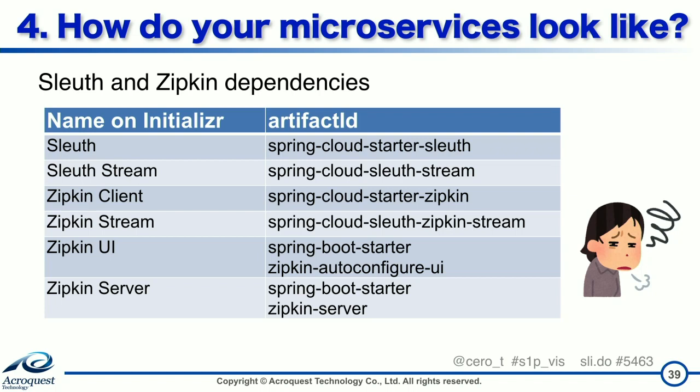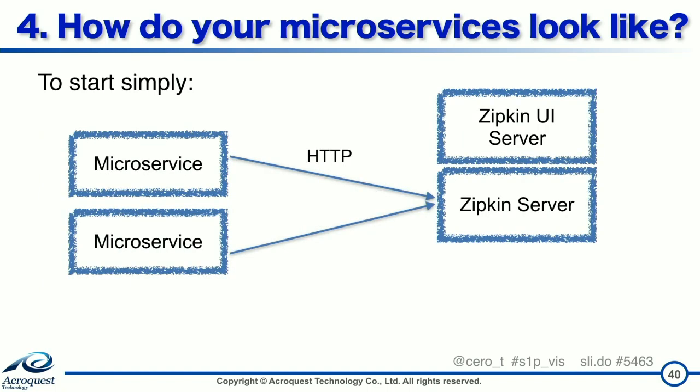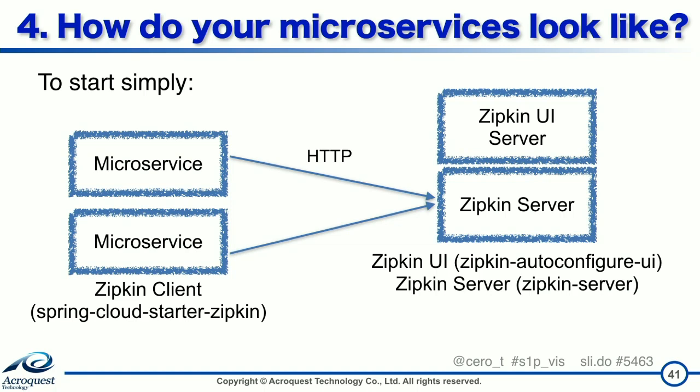It's hard to understand them, so I will explain them from the use case. To start simply, you have several microservices, and you want to ship the trace data to the Zipkin server via HTTP. The microservices should have the dependency on the Zipkin client. The artifact ID is Spring Cloud Starter Zipkin. It collects the data from the microservices and ships it to Zipkin.